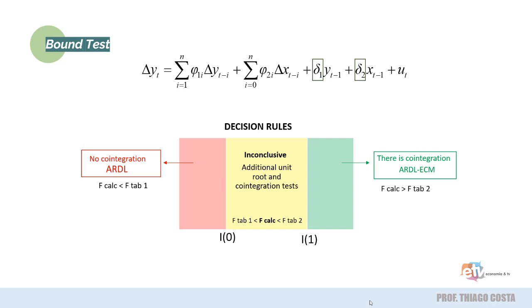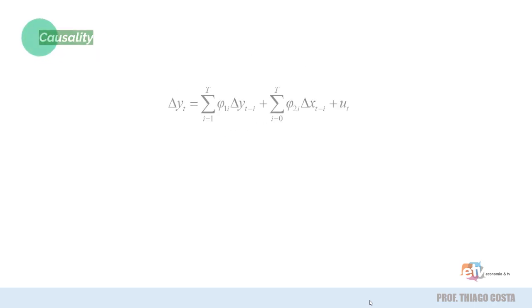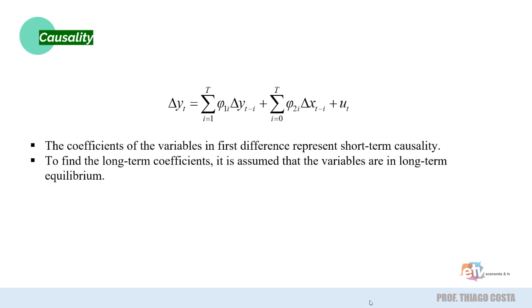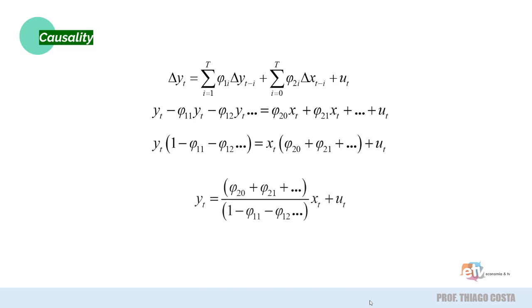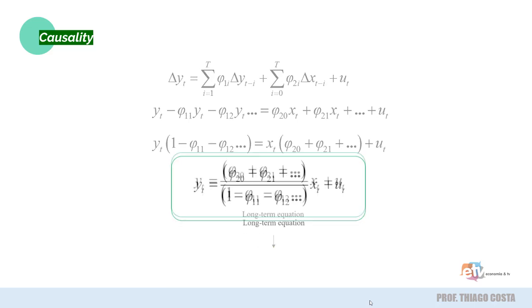To find the long-term coefficients, it is assumed that the variables are in long-term equilibrium, and after some mathematical manipulation, we can obtain this expression. So, we can see that the long-term coefficient depends on the short-term coefficients.